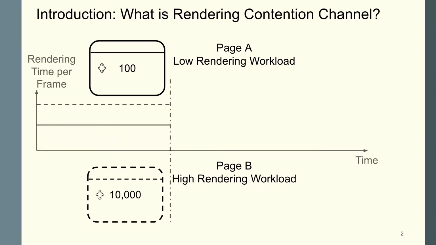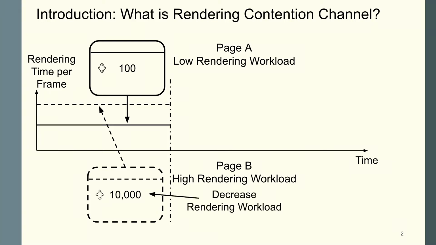And when we draw a graph, the x-axis is time, and the y-axis is rendering time per frame. Because page A has a low rendering workload, page A has a low rendering time per frame, and page B has a high rendering time per frame. When page A and page B have a stable rendering task, the rendering time is also stable.